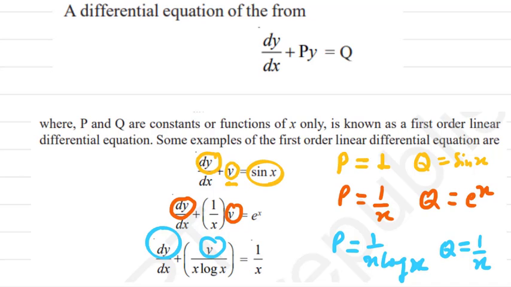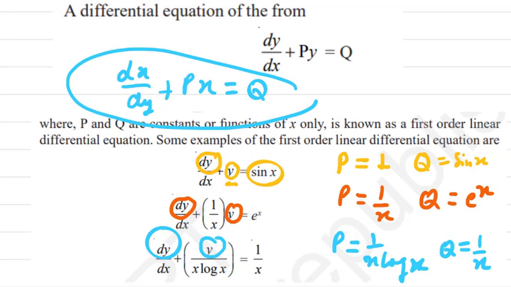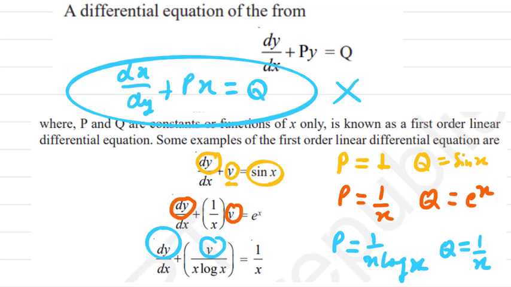Basically in NCERT there were two forms like this. One is dy/dx + Py = Q, and for linear equations there is one more form, dx/dy + Px = Q. But this form is not coming this year. You don't have to prepare this one, you only have to prepare the first form for this year.